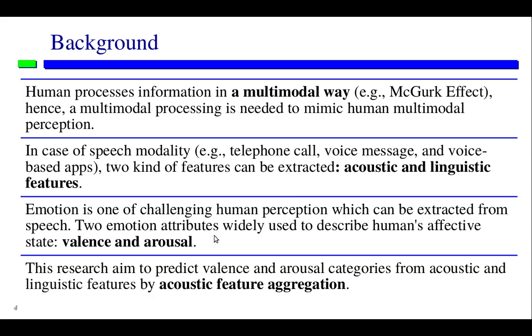In this case, the goal is to predict valence and arousal. Valence is the degree from pleasant to unpleasant, from negative to positive, and arousal is the degree of activation from sleepy to very active. This research aimed to predict valence and arousal categories, not the continuous degree, by using acoustic feature and linguistic feature. I will explain it later.